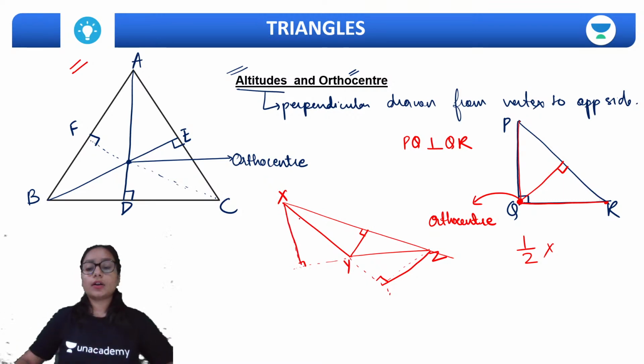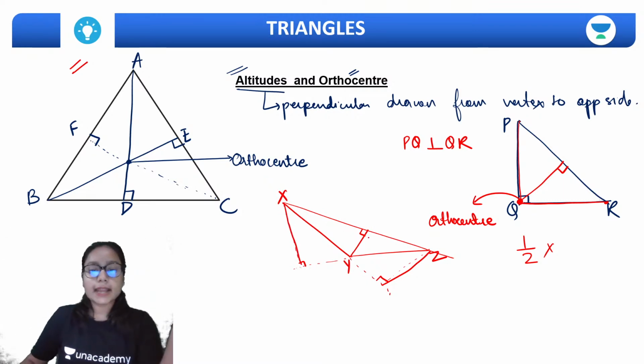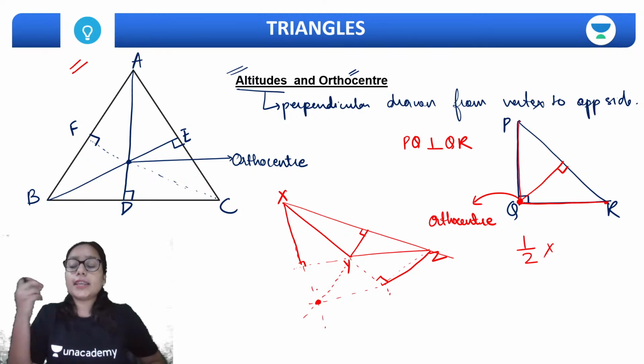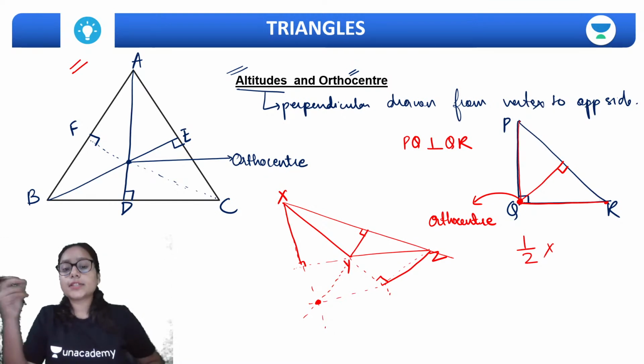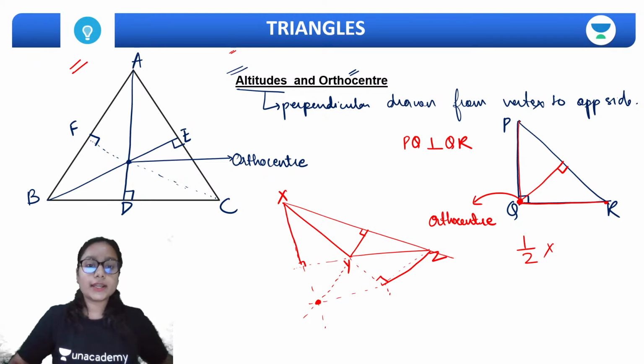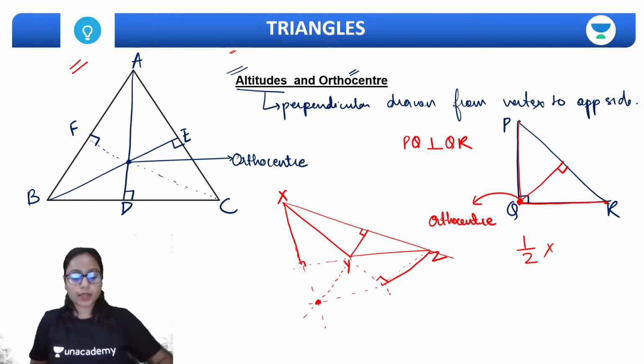Right? So if I want them to intersect, I need to extend them. I need to extrapolate them. If I extrapolate them, I get the orthocenter somewhere here. So this is clearly lying outside. So in an obtuse angle triangle, the orthocenter lies outside the triangle. I hope this point is absolutely clear to everyone.